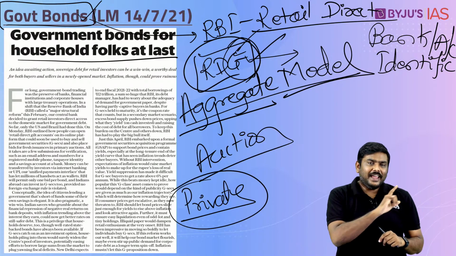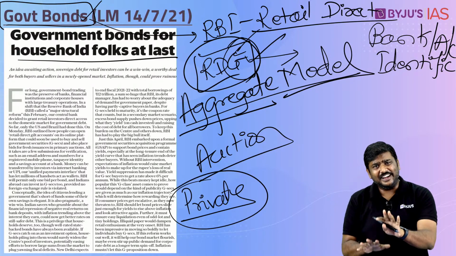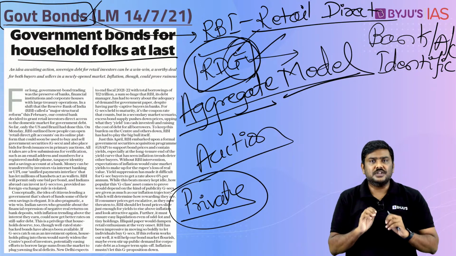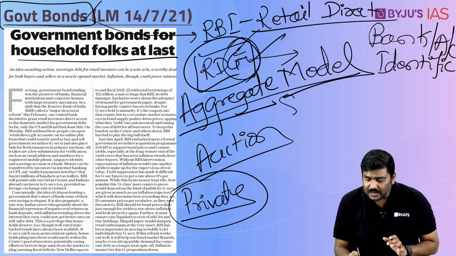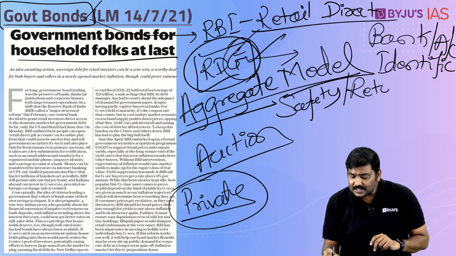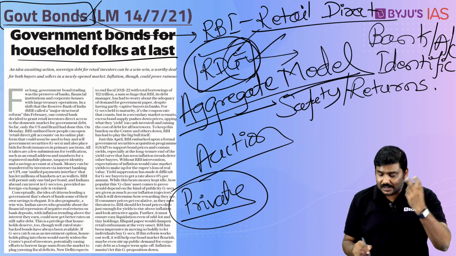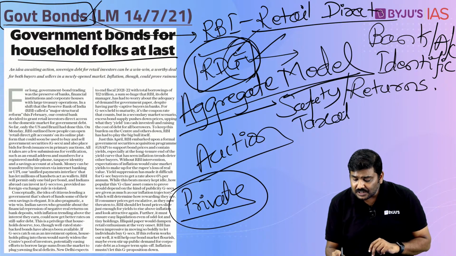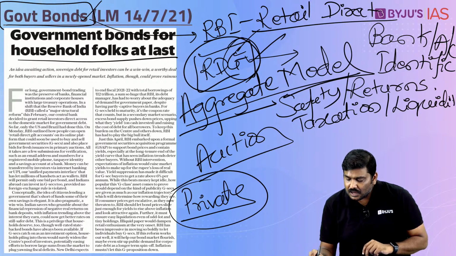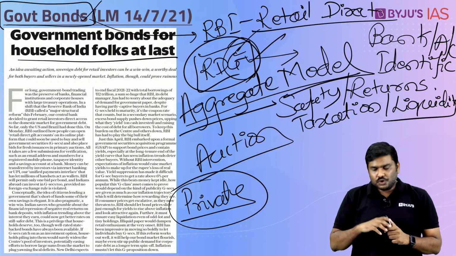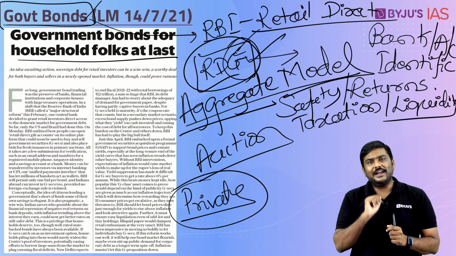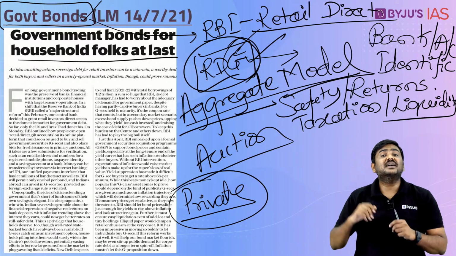Whenever any investor wants to invest, especially the retail investors, they are concerned about certain parameters or they are focused on certain features. What are the features? One, they are worried about safety of their investment. Second, they are worried about returns on their investment. Third, they are worried about taxation. And fourth one, they are worried about liquidity. That is, how liquid is my investment. So, based on these four parameters, let's evaluate this proposal given by RBI to allow the retail investors to participate in the auction.